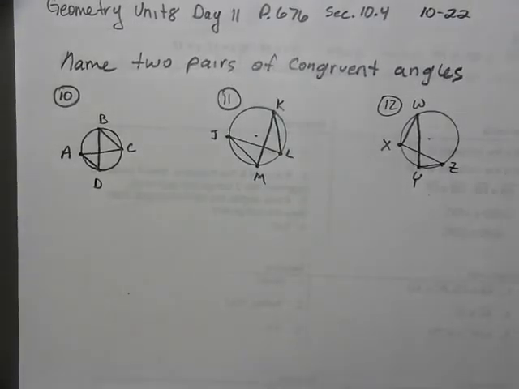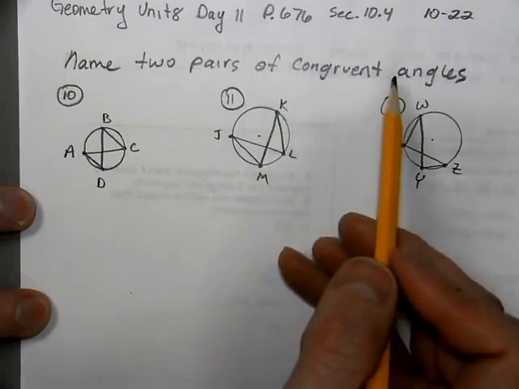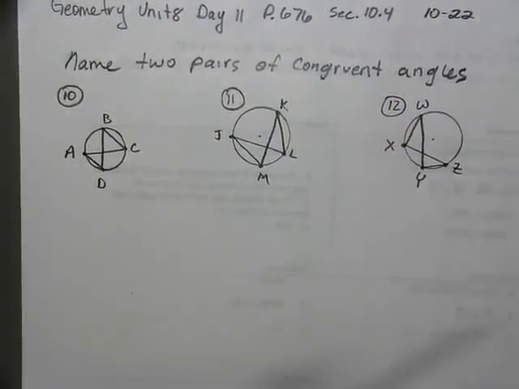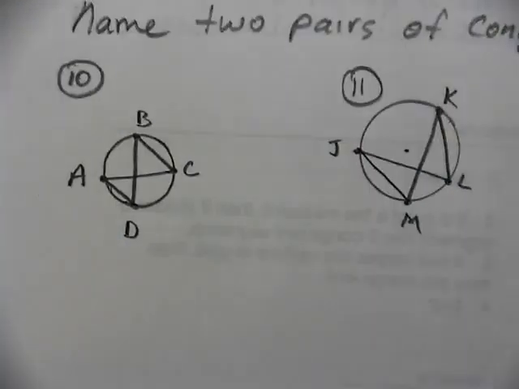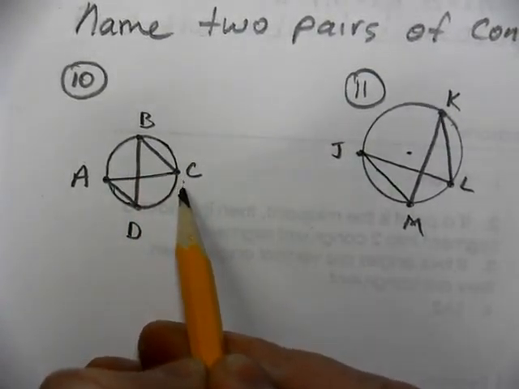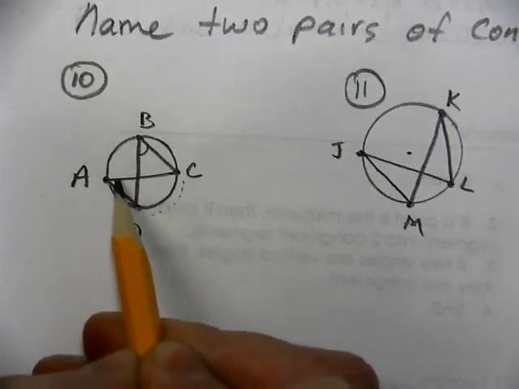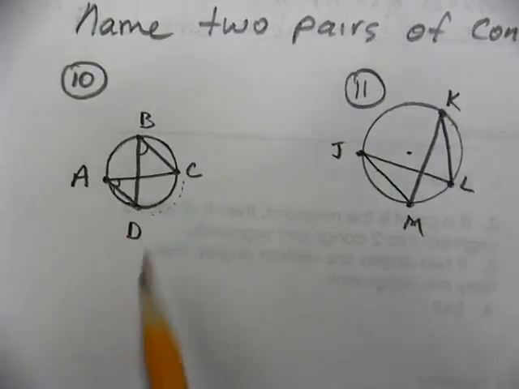This is Geometry, Unit 8, Day 11. We're working on page 676. Number 10, name two pairs of congruent angles. Well, if you look in here closely, we have an arc here, and we have two angles that are opening up to that same arc.